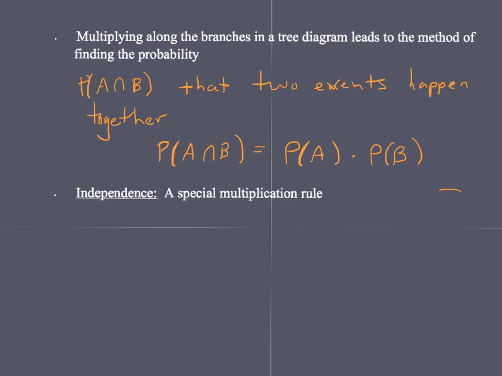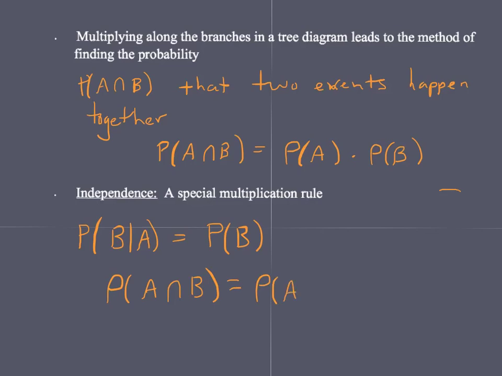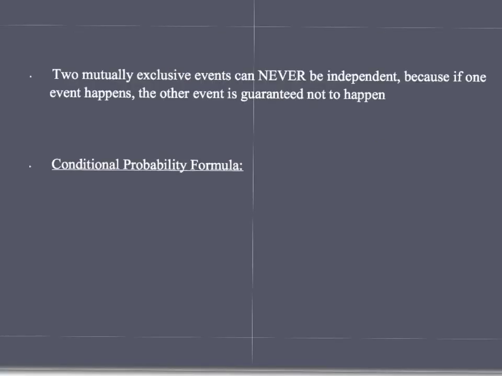Now, independence has a special multiplication rule. If two events are independent, the probability of B given A equals the probability of B. Then the probability of A and B is equal to the probability of A times the probability of B given A, which equals the probability of A times the probability of B. Two mutually exclusive events can never be independent because if one event happens, the other event is guaranteed not to happen. Moving on to the conditional probability formula.